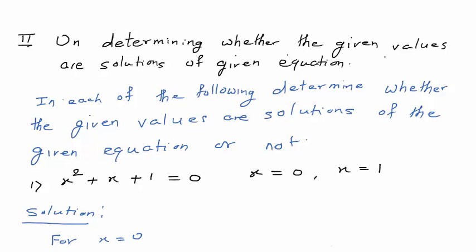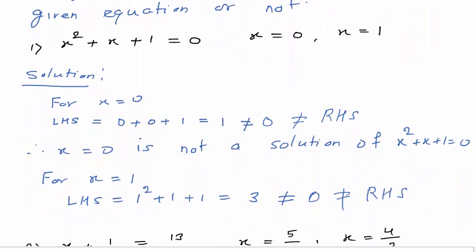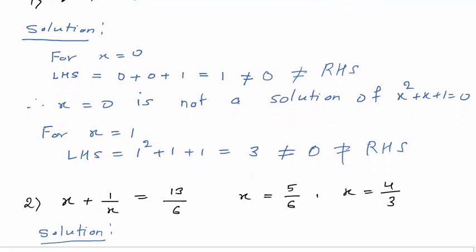Now first I try with x equal to 0 and see what value of the left hand side I am getting. So let us start with this first problem. Now here for the solution, I will say that for x equal to 0, my left hand side is 0 plus 0 plus 1, which is 1, and the right hand side is 0, so this 1 is not equal to 0, not equal to the right hand side. Therefore we say that x equal to 0 is not a solution of x square plus x plus 1 equal to 0.